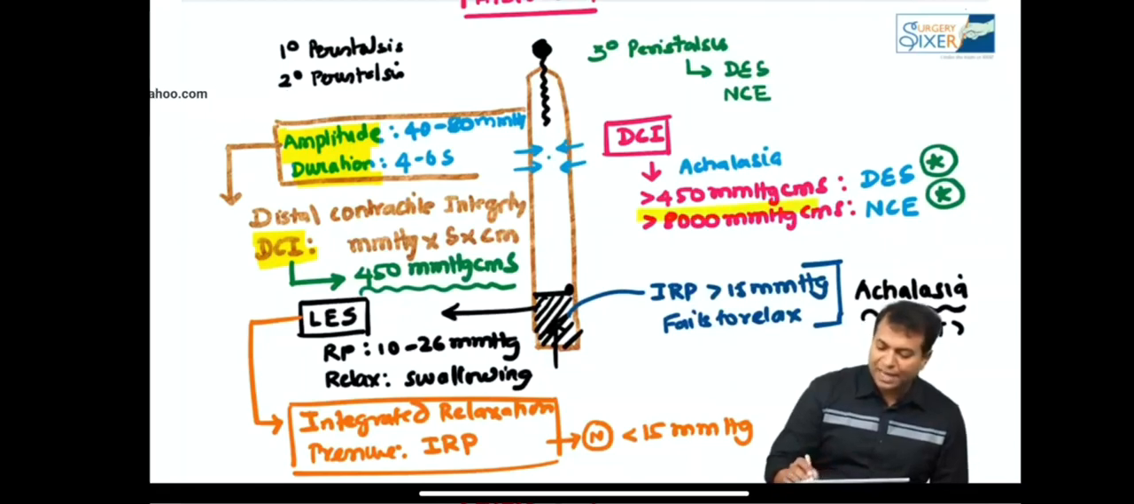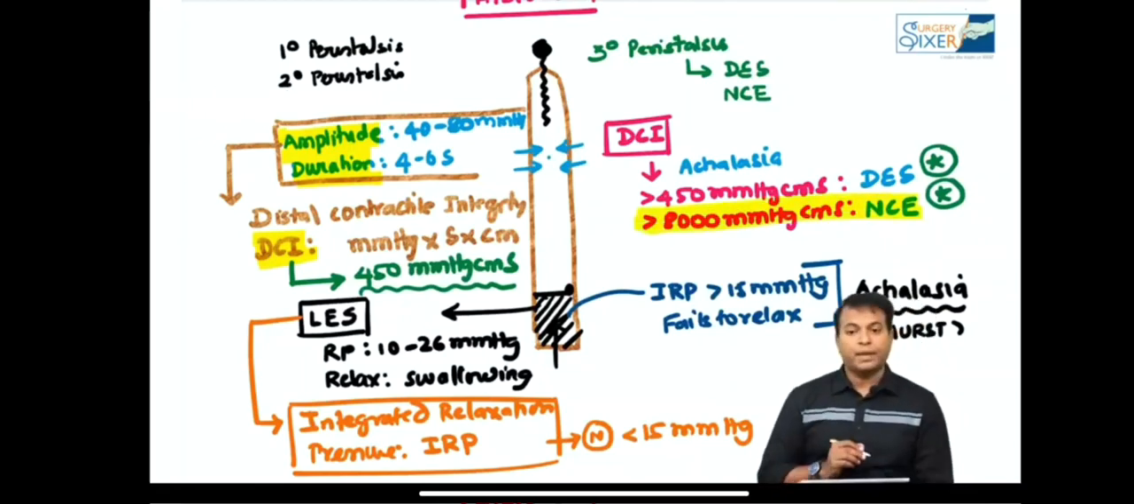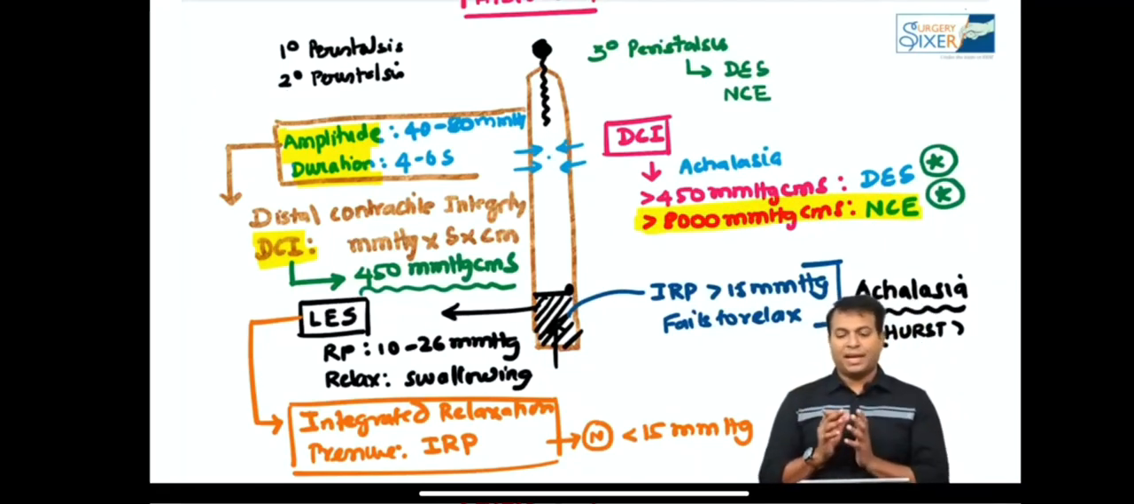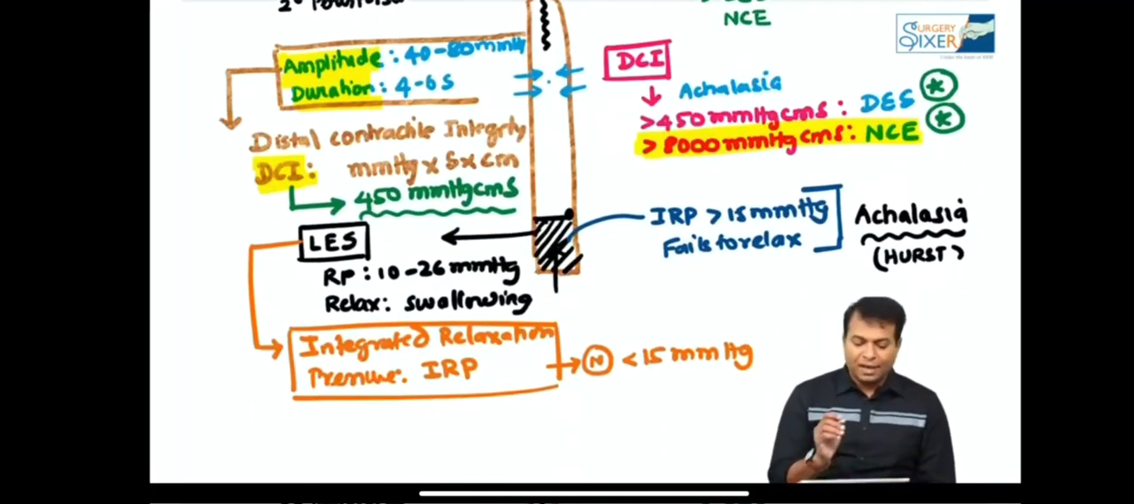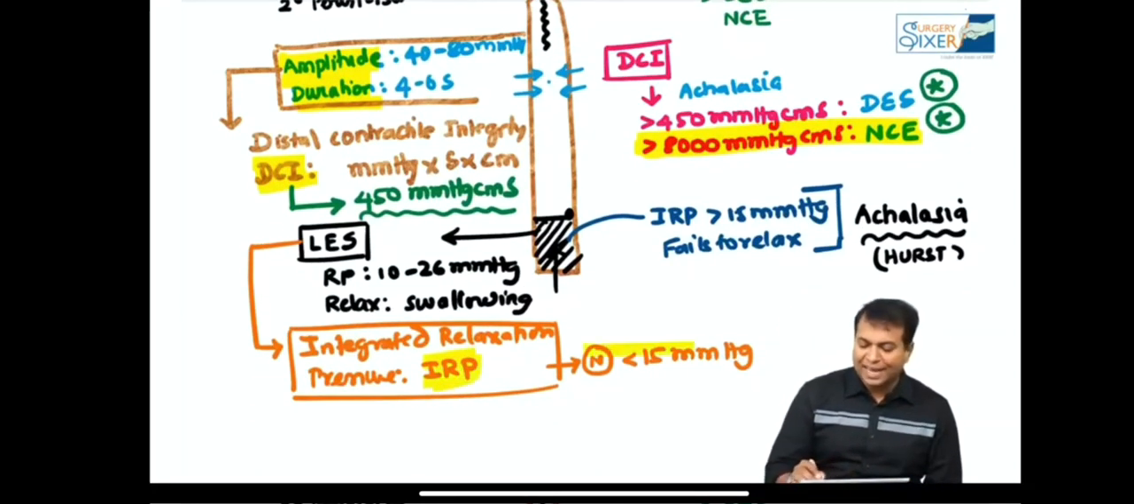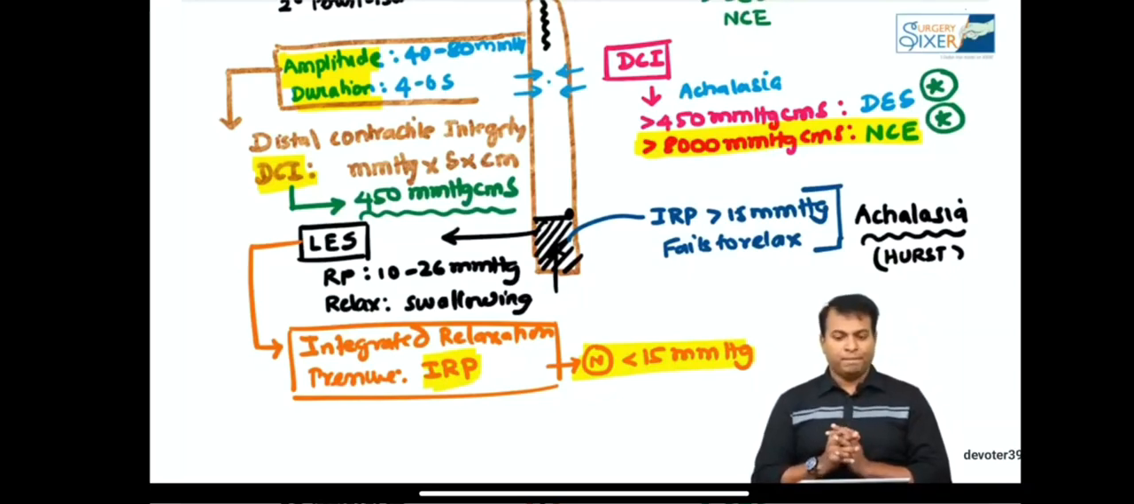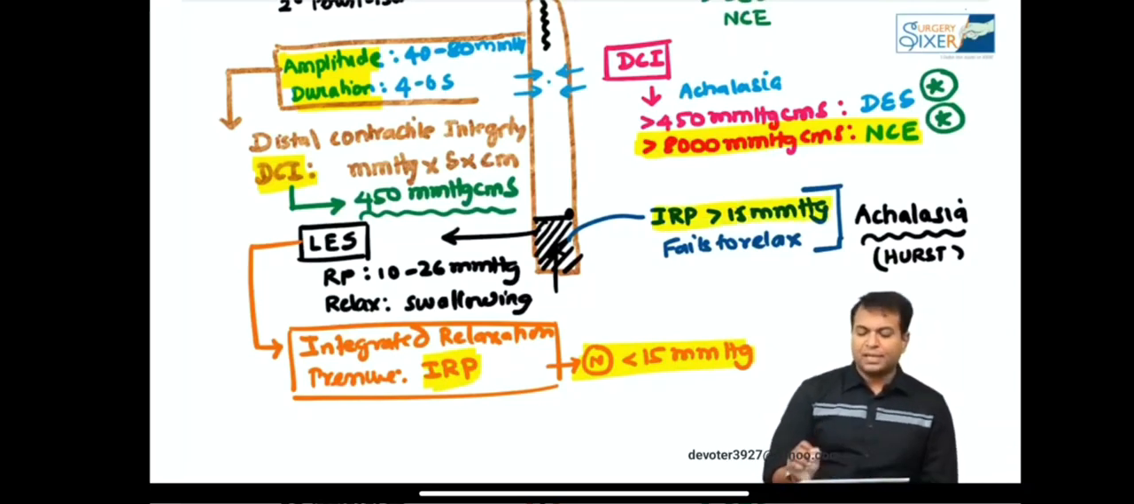And this question is a highly expected national board question. In achalasia, the DCI decreases. Okay. And LES resting pressure and relaxation are together now known as integrated relaxation pressure, with a value less than 15 millimeters mercury. In case of achalasia, IRP is more than 15 millimeters mercury.